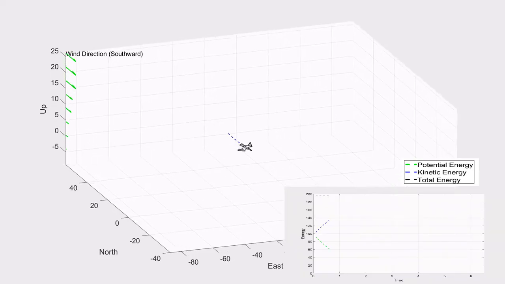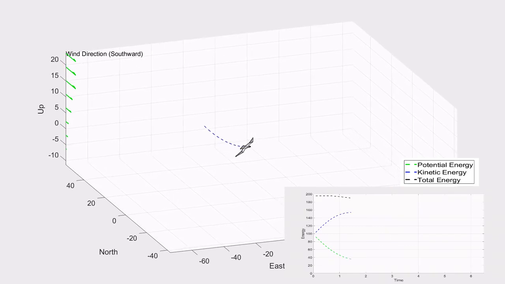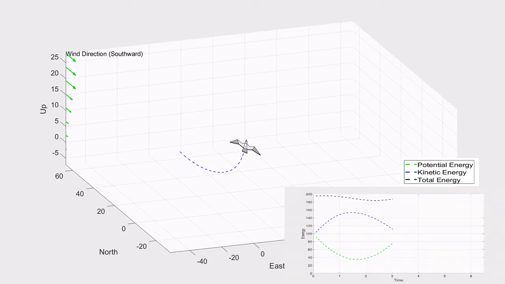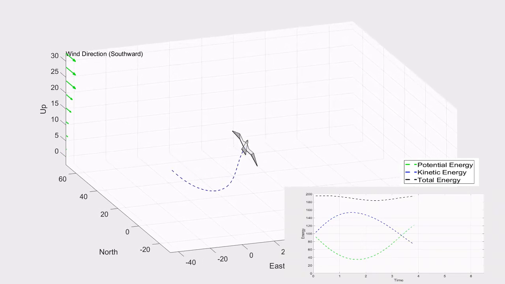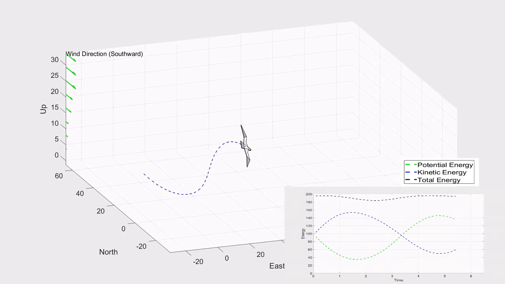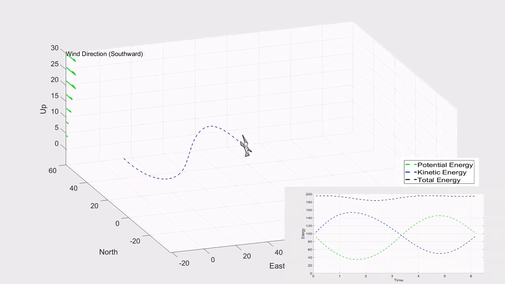Results show that the energy extracted from the wind balances out the energy traditionally lost in flight dynamic systems due to the non-conservative drag force. And the total energy upon completing the dynamic soaring cycle is constant or near constant.